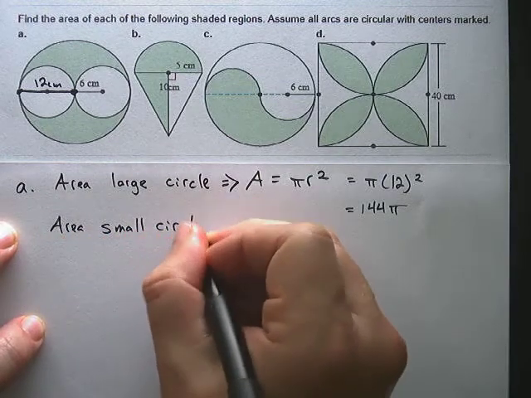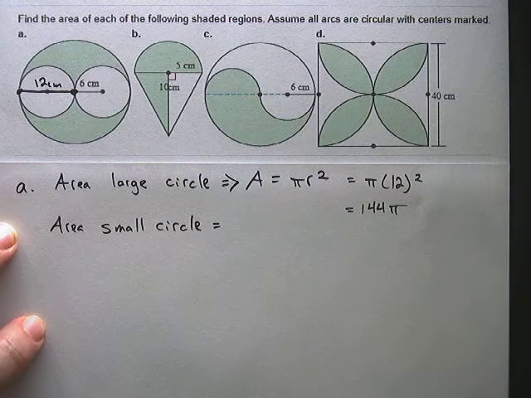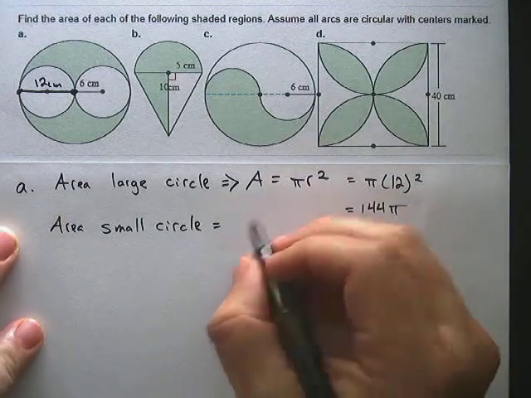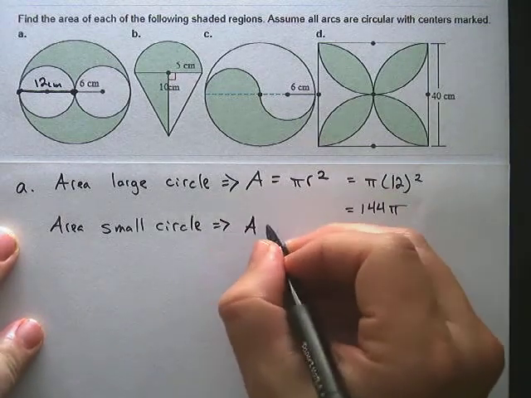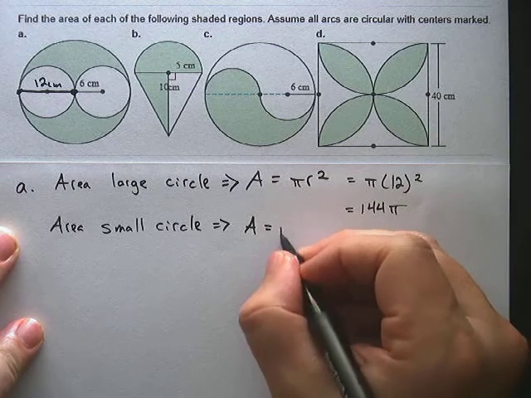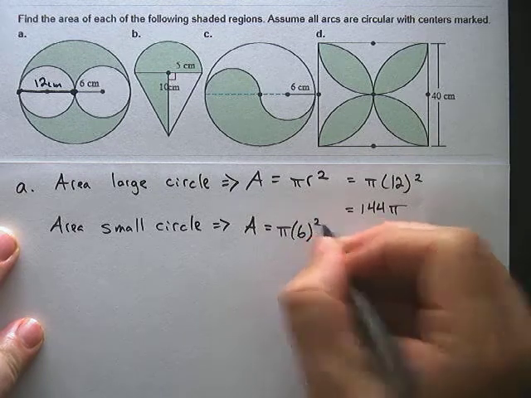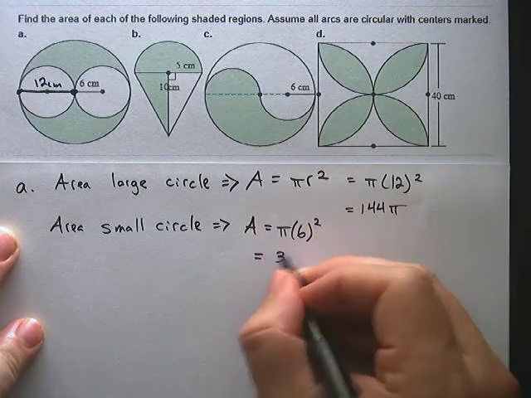Now let's find the area of one of the small circles. There are 2 of them, so when we find that, we'll have to subtract 2 of them away from the larger one because they're not shaded. We're given the radius, so the area is equal to pi times 6 squared. So that's equal to 36 pi.